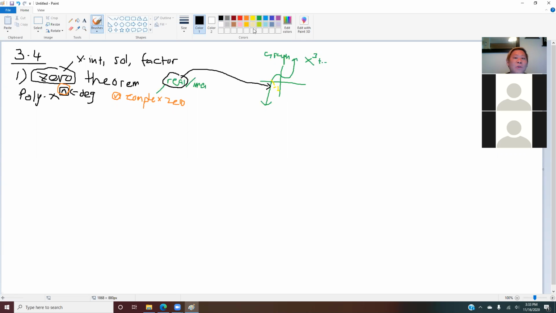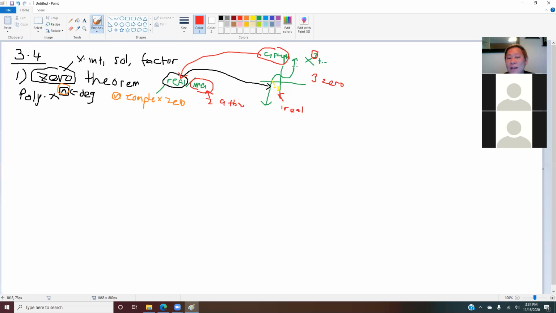But using this zero theorem, since this is a power of 3, you should have 3 zeros. Since one of these zeros is a real zero, that means the other 2 will be imaginary. That means they have to be in a plus bi form. So this is what happens with your zero theorem. Very important here, again, your graph can only show real zeros. The imaginary zeros, you have to figure out yourself. Your graph will not show the imaginary zeros.